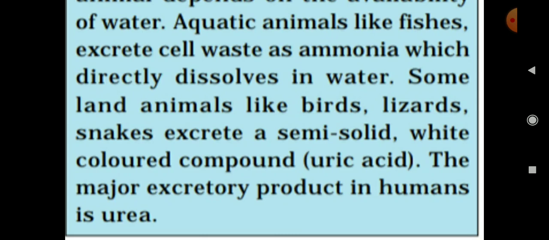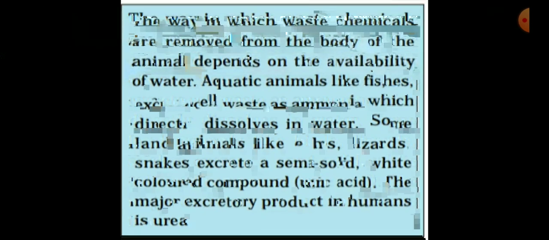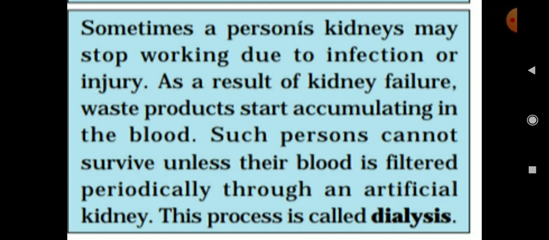Aquatic animal excretory waste, which one? Ammonia. Land animals' excretory waste, a semi-solid white colored compound, that is uric acid. Then the major excretory product in humans is urea. The human excretory product contains urea. That's all. Underline the words, it's very important, so all of you underline. Next.